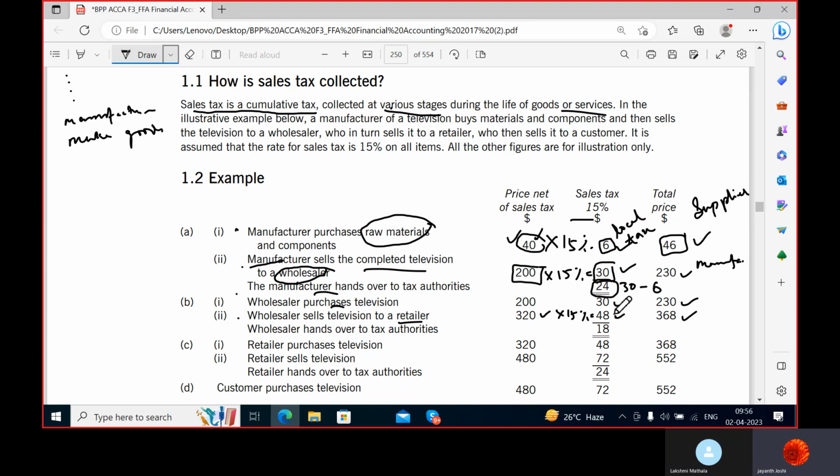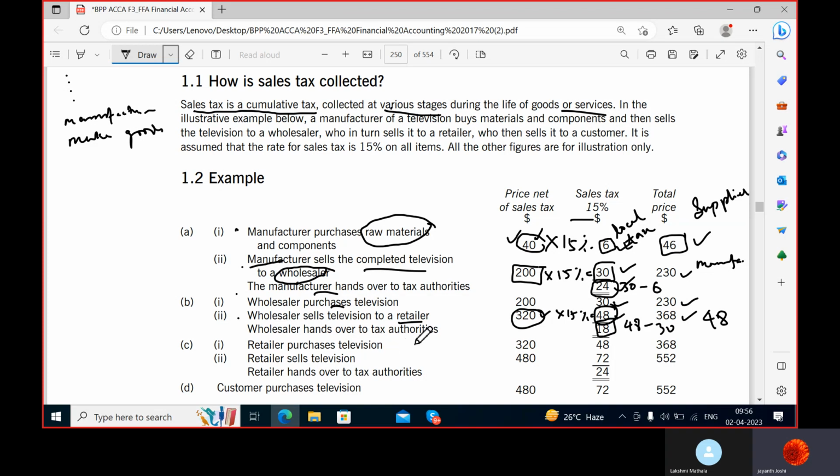Now among 368, 48 is the amount of sales tax and 320 is the price. So till this point, the total amount of tax to be paid is $48, among which 30 has already been paid: 6 by the supplier's buyer, the manufacturer, and 24 by the manufacturer. So ultimately the wholesaler will pay to the tax authorities the remaining amount, that is 48 minus 30. So 18 will be paid by the wholesaler.